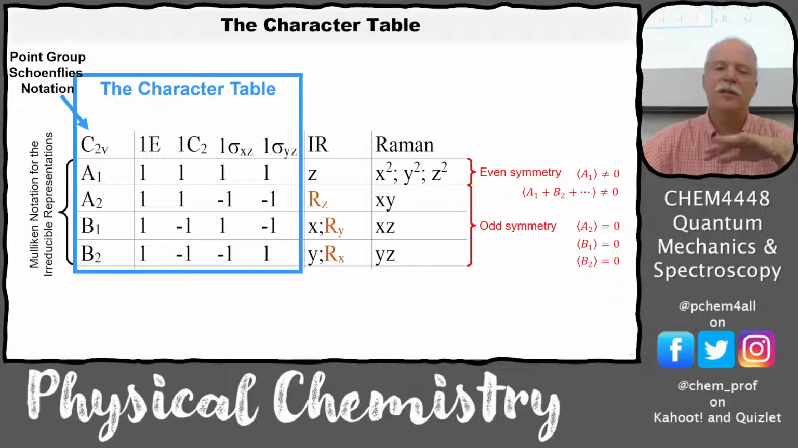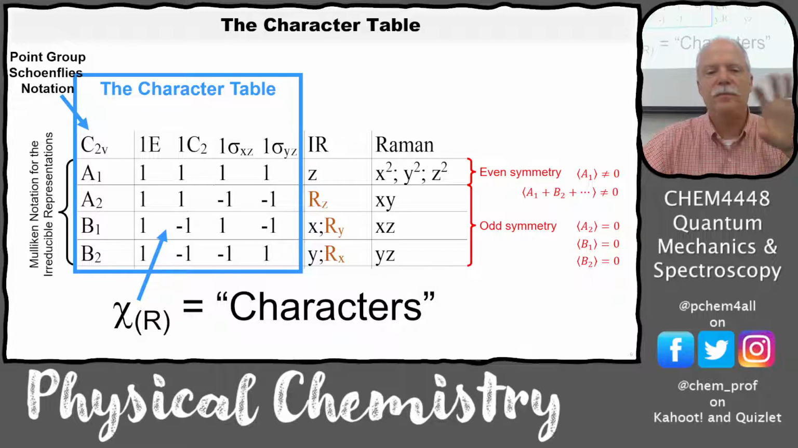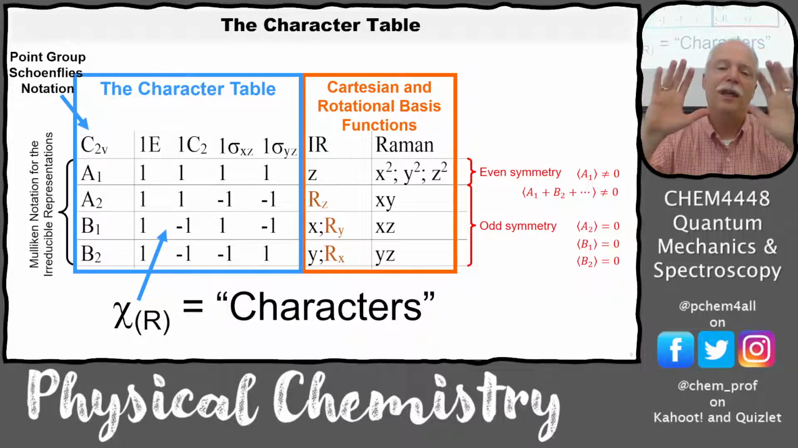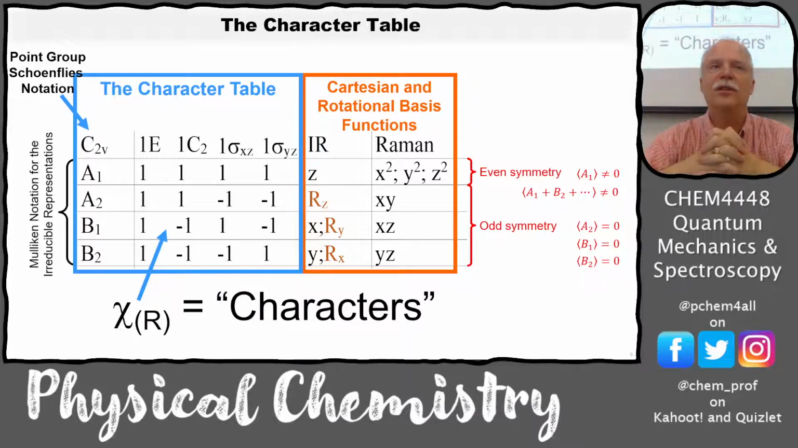They're the lowest order, I guess, of the different kinds of rows that you can have. These plus ones and minus ones, and there'll be other characters in other character tables, those are the characters. Those are how the wave function or the motion of the molecule behaves under that symmetry element. And then we could take these Cartesian and rotational basis functions through the character table and see what it does under reflection or rotation, and it would be able to assign a particular row. They've already done that for you and put those functions over here on the right.